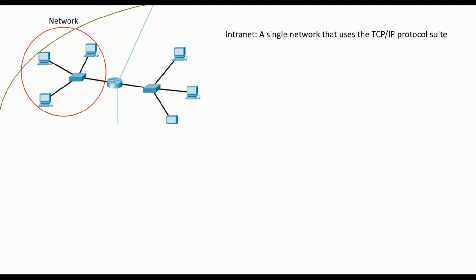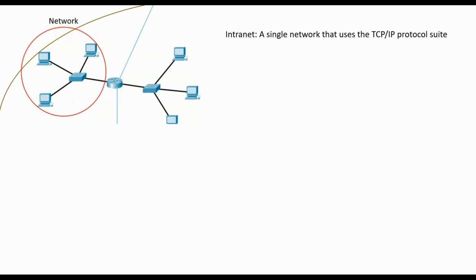In this picture, I've blown up just the upper corner of the picture we saw in the last video. I want to concentrate just on a single network here. And I'm going to define a term called the intranet. Now, the intranet is just the same as a network, so why don't we just call it a network?